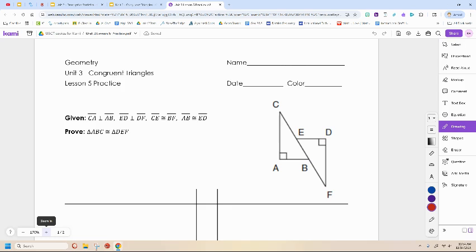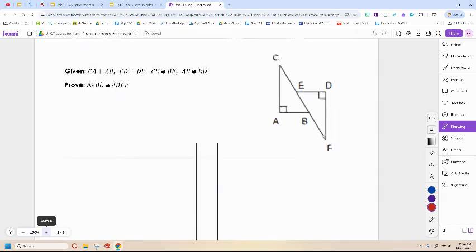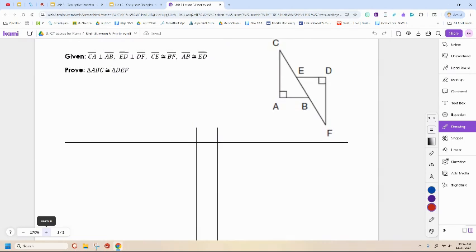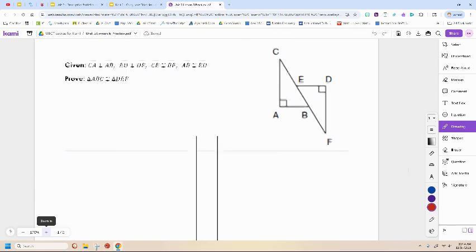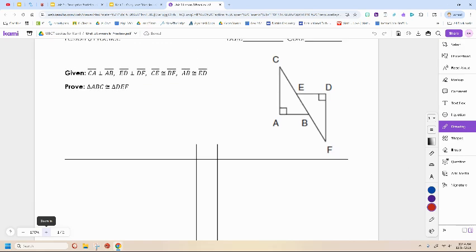So, here we go. It's about reading, marking, planning, writing. All right? Marking the picture. Something we can work on. Okay. So I'm going to teach this like this is the first proof you've ever done.